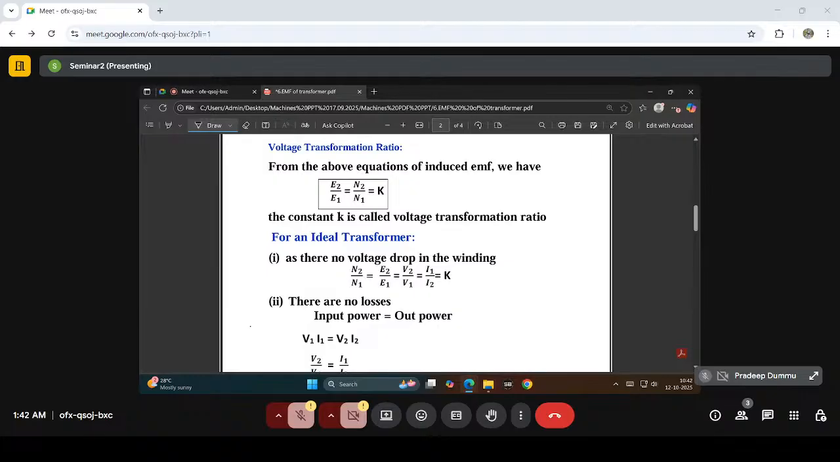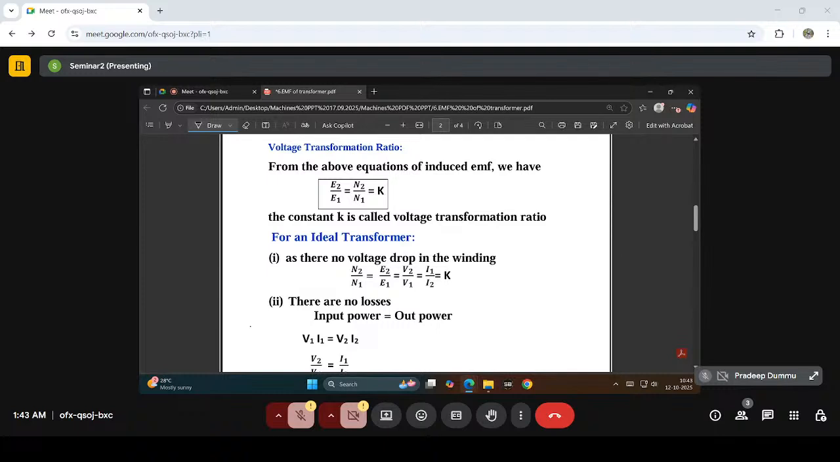Right, next one. Now we should have some formulas. For the first formula, voltage transformation ratio K. How to get this one? What is output? E2. What is the input? E1. Output by input. E2 by E1.